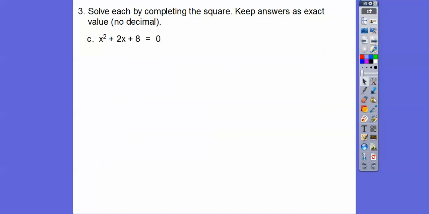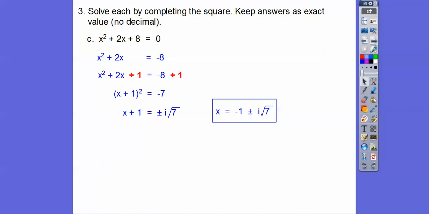Okay, here we're going to subtract 8 on both sides, and then half of 2. Half of 2 is 1. 1 squared is 1, and then so we get that. Don't forget your plus or minus when you square root. Okay, and the i, we pulled the i out of the square root of -7, subtract 1. There's our answer right there.